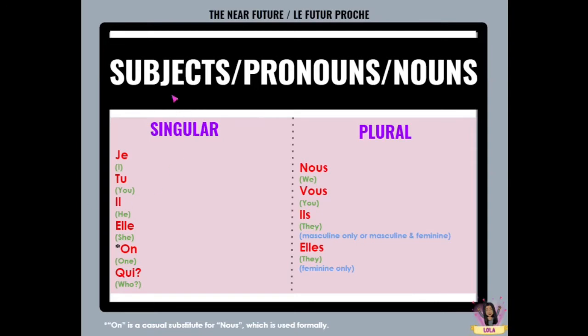So here's the first part, subjects, pronouns, and nouns. So on the singular side, we have je, tu, il, elle, on, qui. And on the plural side, nous, vous, ils, and elles. So these are pronouns. You can also have subjects or nouns. So for example, you could have for a noun a person's name, or it could be things. Notice also that I have all these words in green that are translated for you in English.